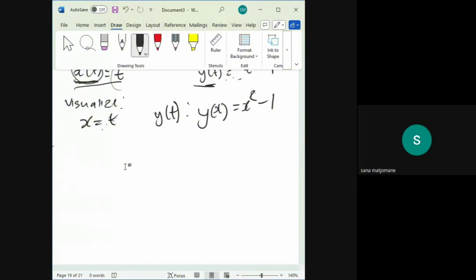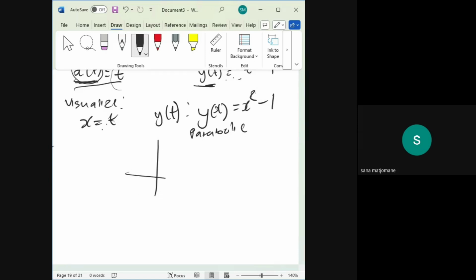It's a parabola that has moved 1 unit downwards. Yeah, 1 unit downward, but yeah, I get what you're saying. So we can see this is actually a parabola. But how do you sketch it? Do I just do this and say, there we go?